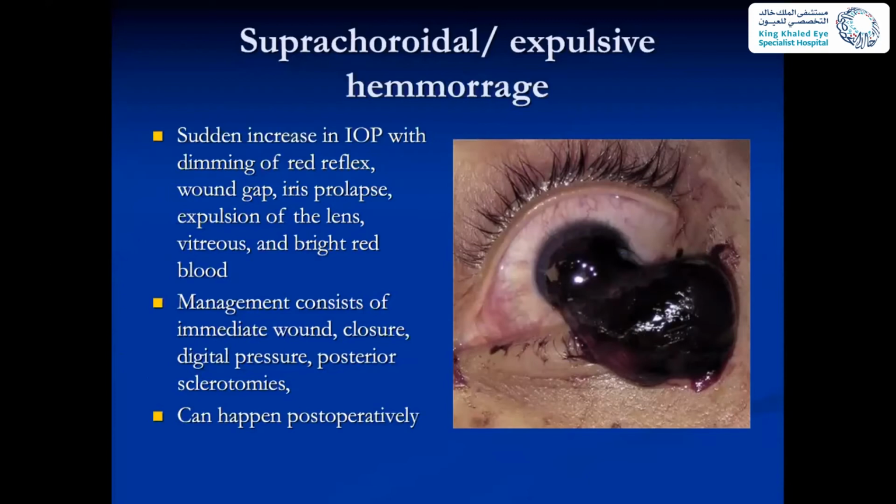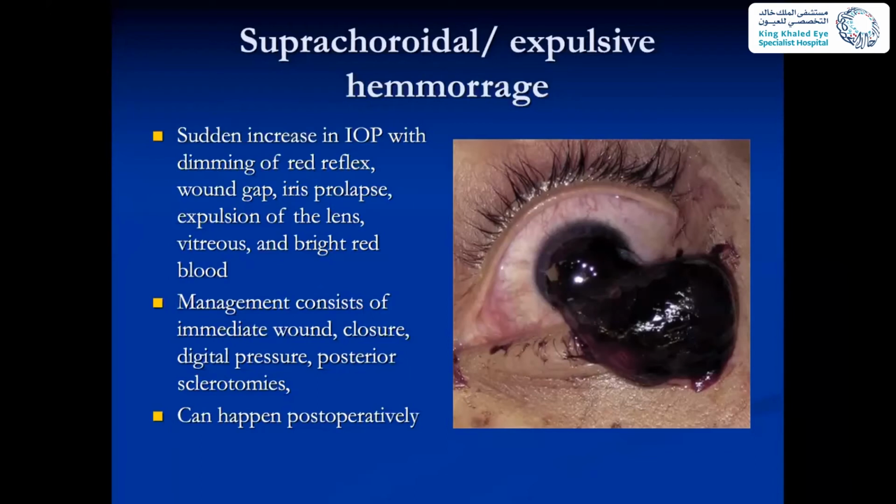Suprachoroidal expulsive hemorrhage. This is a sinister complication, and there will be a sudden increase in the intraocular pressure with dimming of the red reflex while you are operating, and all of the intraocular content tends to go out of the wound. If it is a big wound, you see the iris, vitreous, everything is trying to go outside of the eye with the bright blood.